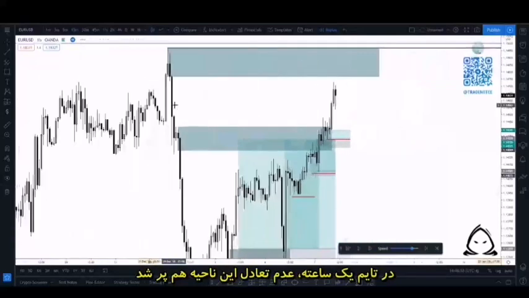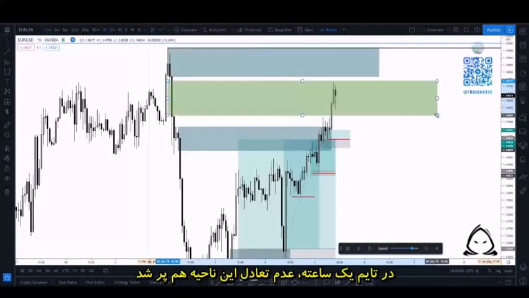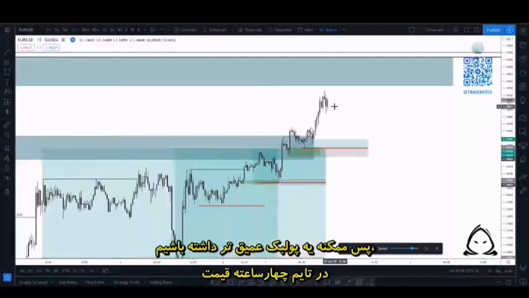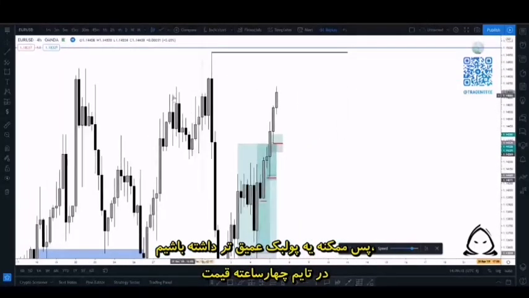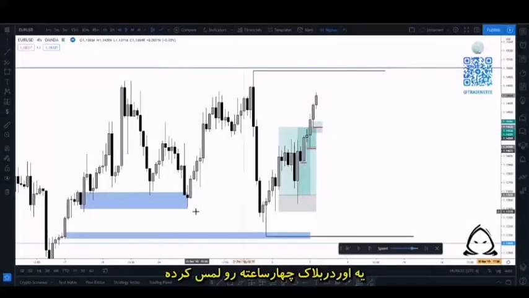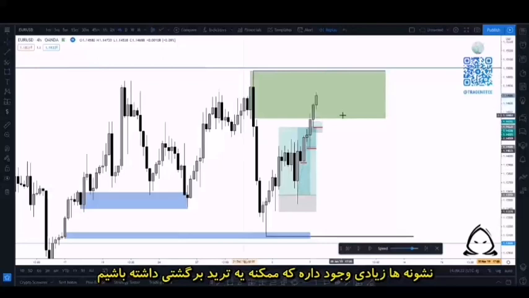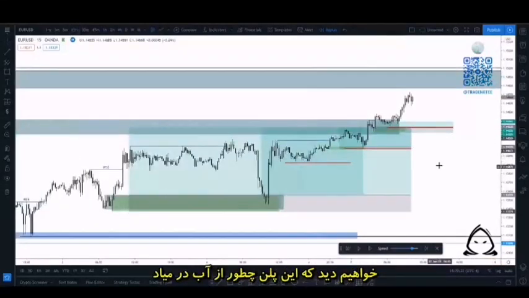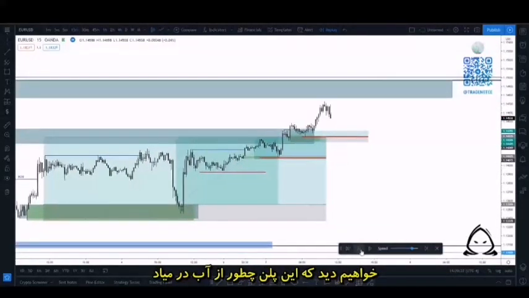If we go to the hourly chart, we can see that the inefficiency that was created on this level right here has now been filled. So more than likely we could be seeing a deeper pullback. 4 hour, we can see we're tapping into basically what looks to be a 4 hour order block as well. So there's a lot of confluence for this trade to start turning around, or at least giving us signs that we might see a bit of a reaction here. So we'll see how this pans out.